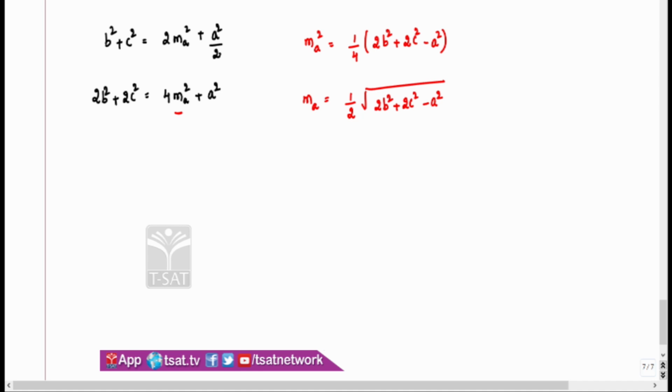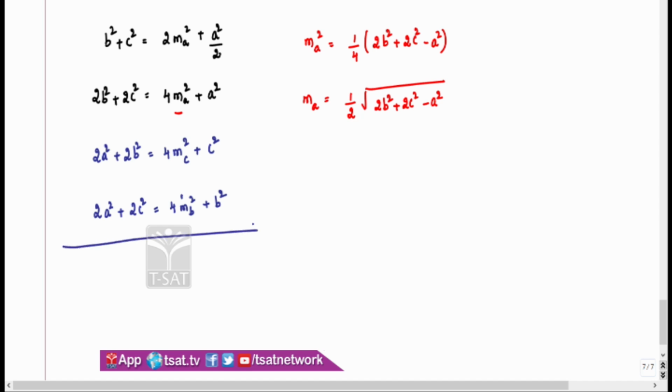If we continue it further, similarly we can write 2a square plus 2b square. In the same triangle I can write 2a square plus 2b square is equal to 4 into the median with respect to c, 4mc square plus c square. I can also write 2a square plus 2c square is equal to 4mb square plus b square.